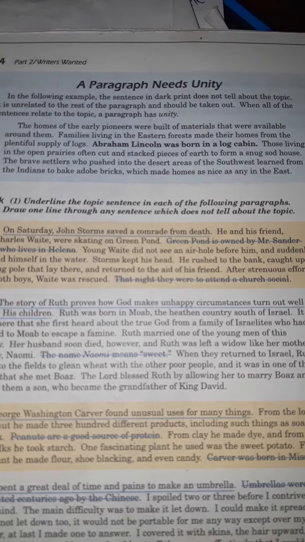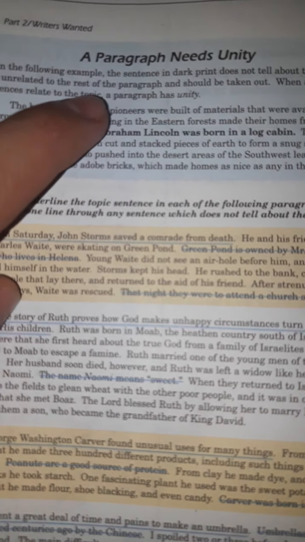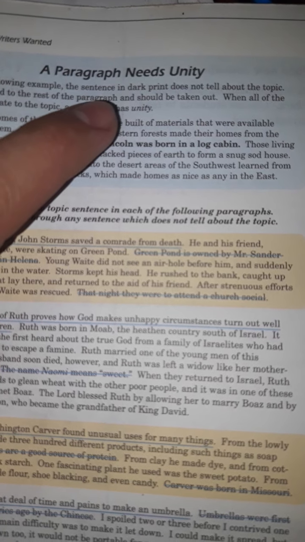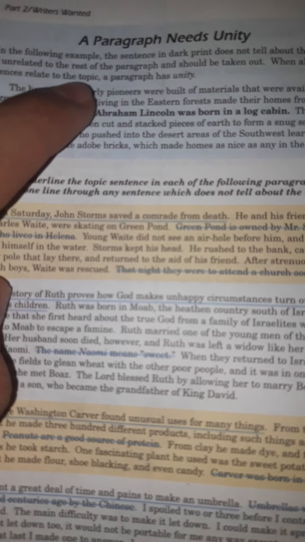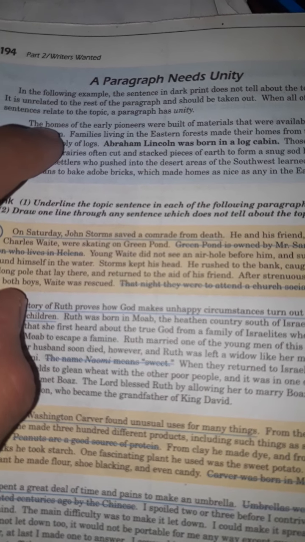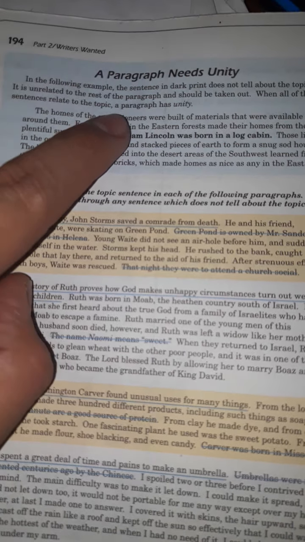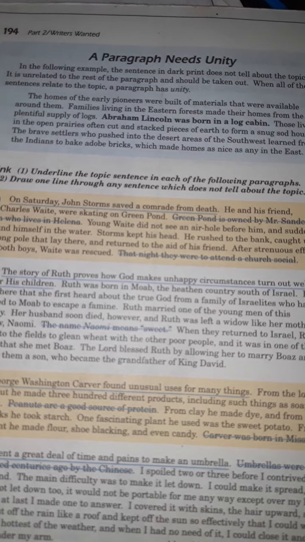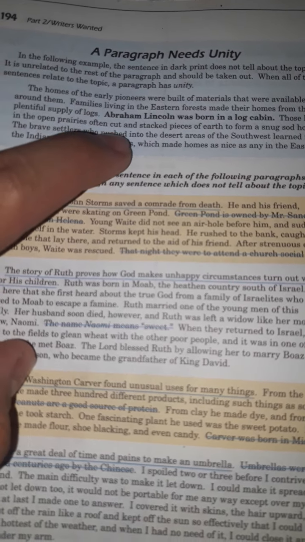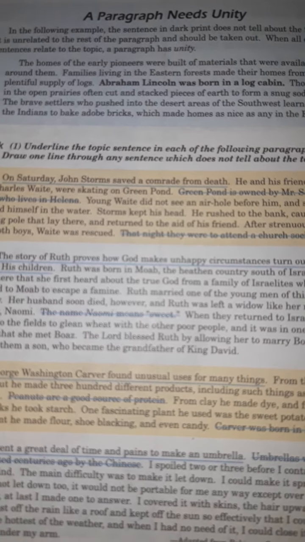When it's not talking about the one topic, it does not have unity. So, in the following example, the sentence in dark print does not tell about the topic. It is unrelated to the rest of the paragraph and should be taken out. That means that this part has nothing to do with the rest of the paragraph, right? When all of the sentences relate to the topic, a paragraph has unity. In other words, guys, when the whole paragraph is talking about one same thing, that means that it has unity. When it has something that is not talking about the topic, it means that it does not have unity.